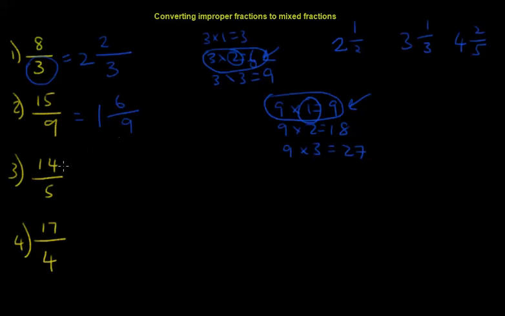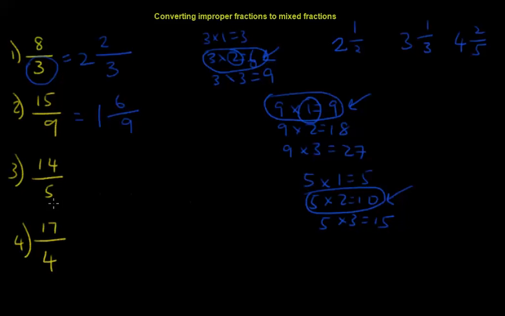Let's do another example. 14 over 5. How many 5s go into 14? Again, I'm going to illustrate it by writing out a few of the 5 times tables. 5 times 2 is 10. 5 times 3 is 15. We're looking for the number that's just below 14. So in this case, it's this one here. So we circle this one.